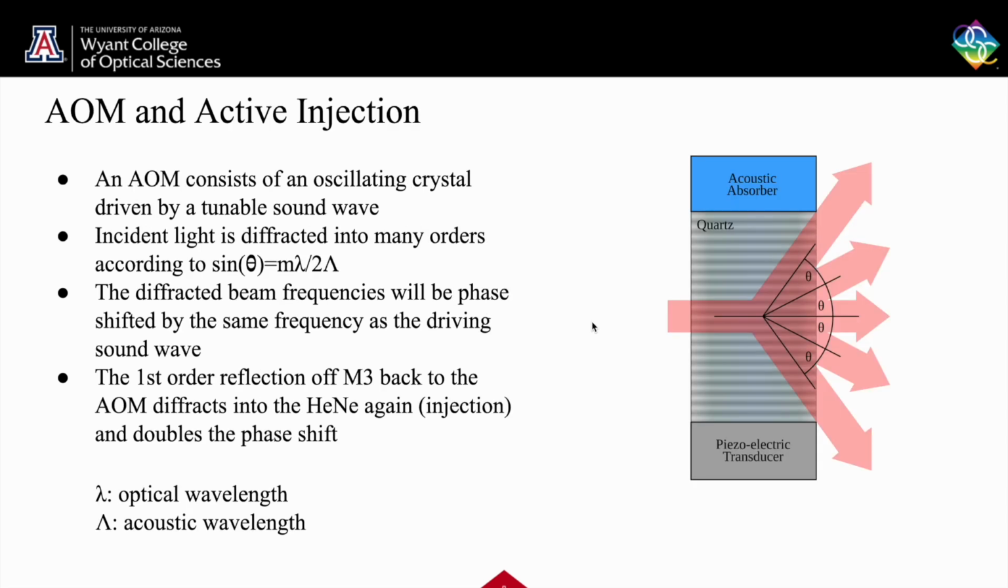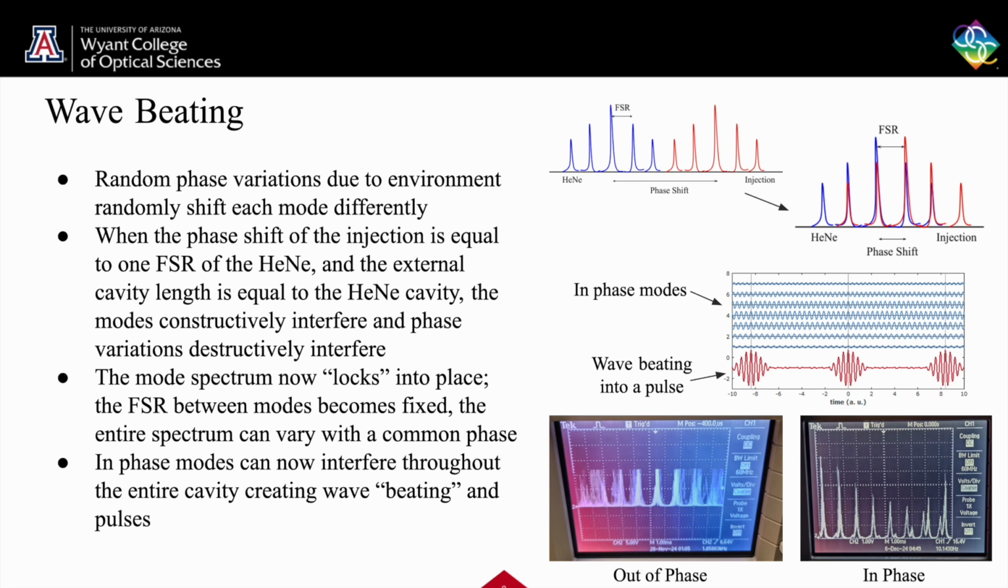The AOM uses a radio frequency driver to oscillate the atoms of a crystal, which produces the diffraction needed to split the beam. The driving frequency introduces a phase shift in the first diffracted mode, which will be sent back by M3 into the AOM, doubling the phase shift and then injected into the cavity, thus meeting a criterion of mode locking. To reduce mode variation due to environmental fluctuations, the injected beam should be phase shifted by 1 FSR to overlap with the existing modes in the cavity, thus meeting another criterion of mode locking.